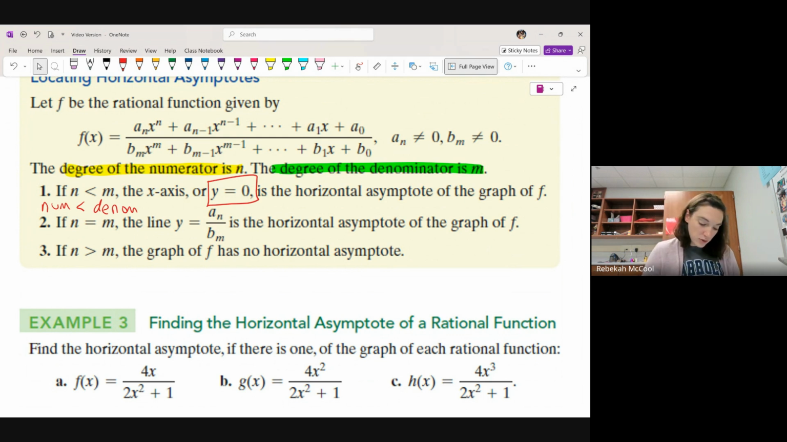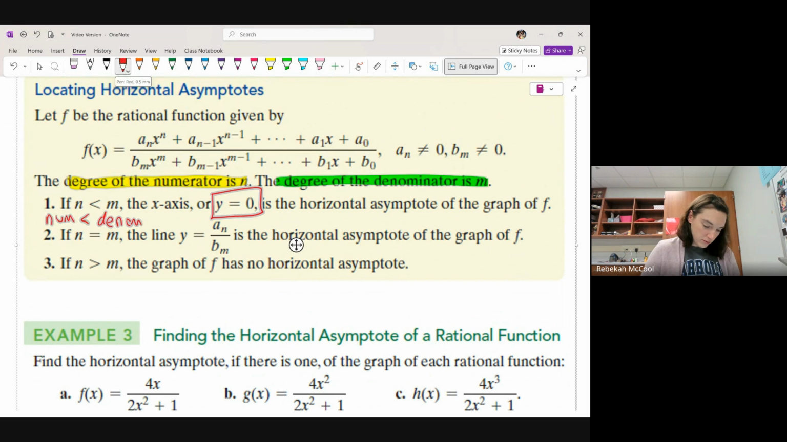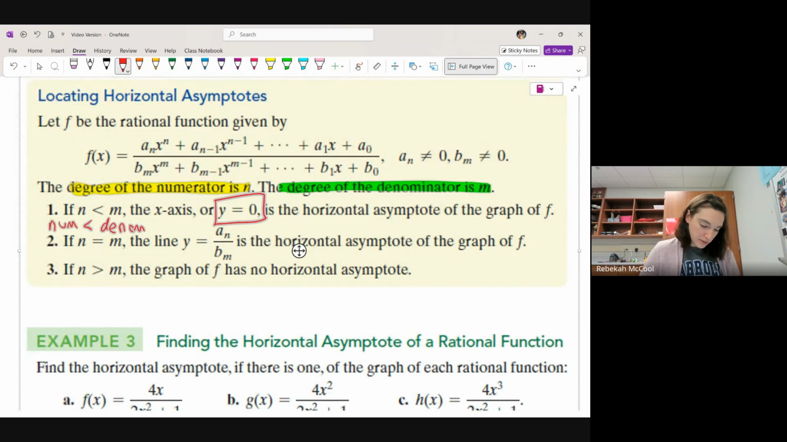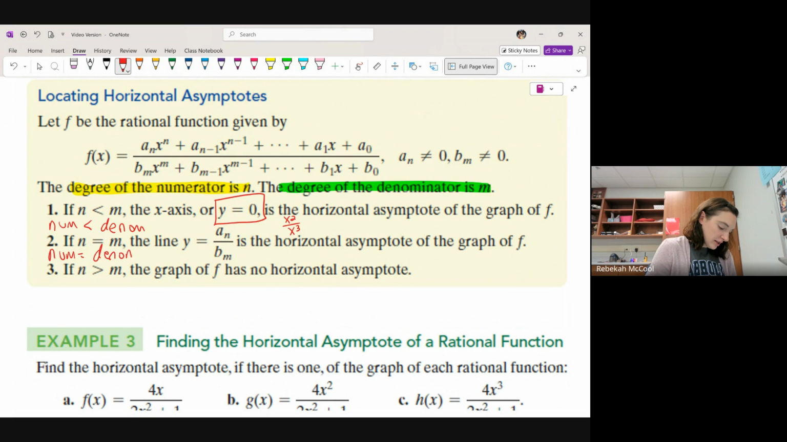So something like x squared over x cubed, numerator smaller degree, it's going to be at y equals 0. Now, if they have the same degree, you are going to make a fraction out of the coefficients. So it'll be y equals a fraction of the coefficients.